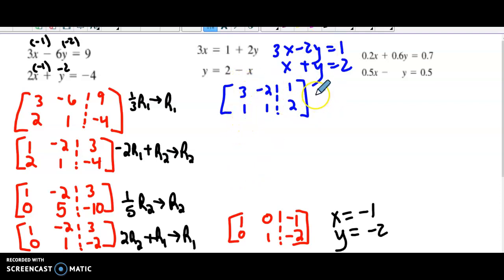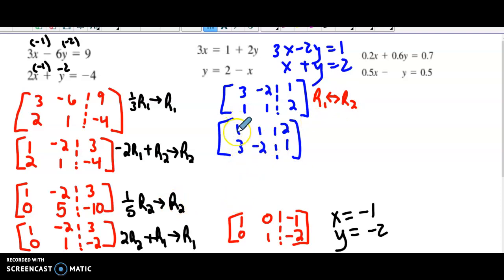If I switch rows 1 and 2, let's just swap those. Just put row 2 where row 1 was. I'm allowed to do those, interchange rows. So there, I got my 1 pretty quickly. I need this 3 to be a 0. You get your 1 first, then you get your 0 underneath it. So I'm going to take negative 3 times row 1, add it to row 2, and that'll be my new row 2. Negative 3 times 1 would be negative 3, plus 3 would be 0. So that's the way we do that.